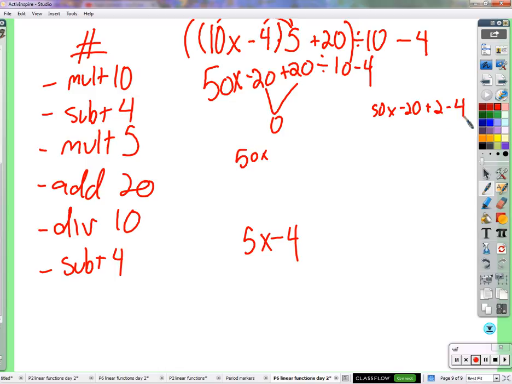We can fix it though. We can make this happen before this happens. How do we do that? Parentheses. You're missing some parentheses, to force the negative 20 and positive 20 to be added together before we divide by 10.